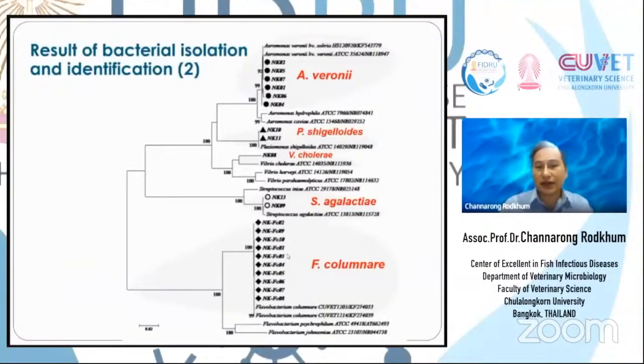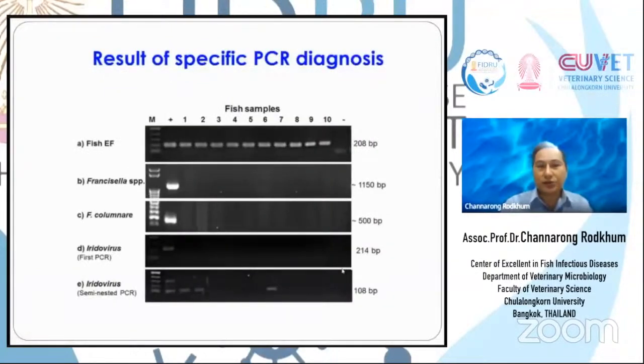Then you can see that each kind of pathogen is clustering in a different group or clade, including Aeromonas veronii, Plesiomonas shigelloides, Vibrio cholerae, Streptococcus agalactiae, and Flavobacterium columnare. And when you use specific PCR, you can see the difference in band pattern or molecular weight of each kind of pathogen, including Francisella, Flavobacterium columnare, and iridovirus, which was also found in this case.